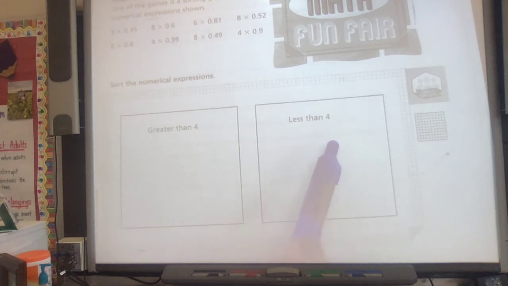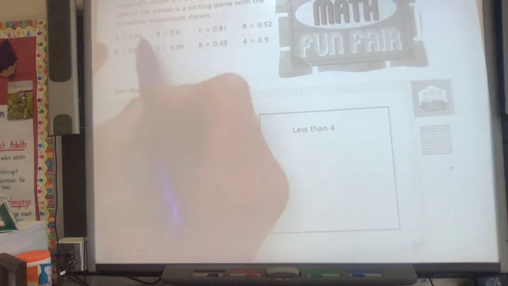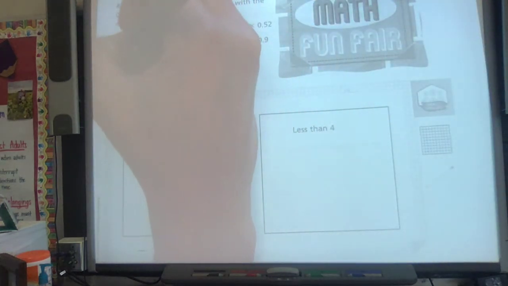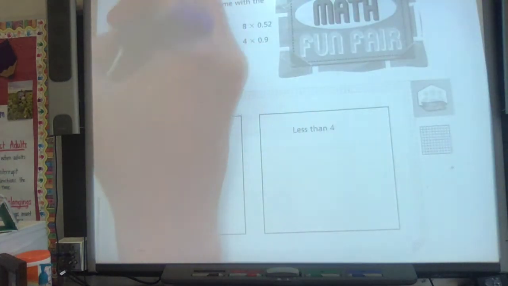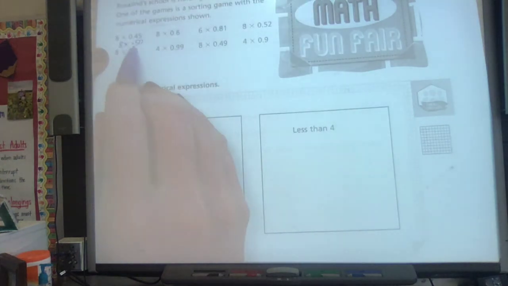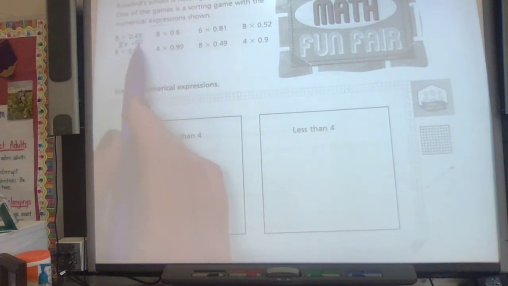All right, so again, we are using our estimating. We're thinking about what makes sense. Let's start right here. 8 times 45 hundredths. In my mind, I think 45 hundredths is pretty close to 50. And if I think about it like money, remember I'm estimating, if I have 50 cents 2 times, that would be $1. So if I have 50 cents 8 times, that's going to be $4.